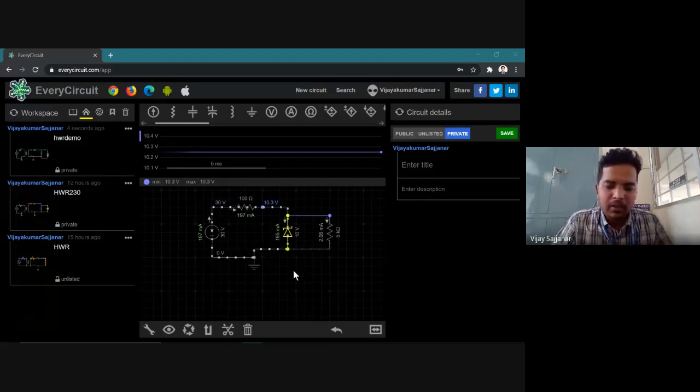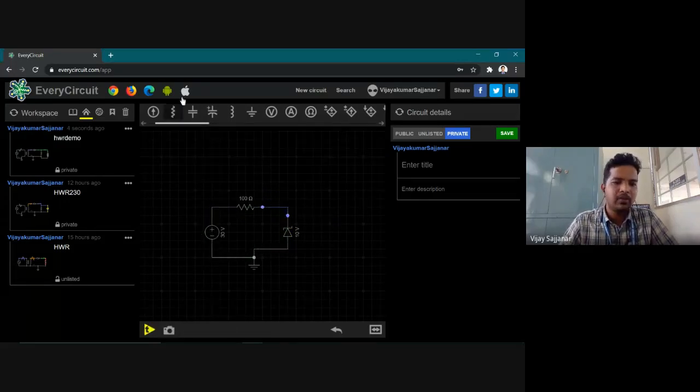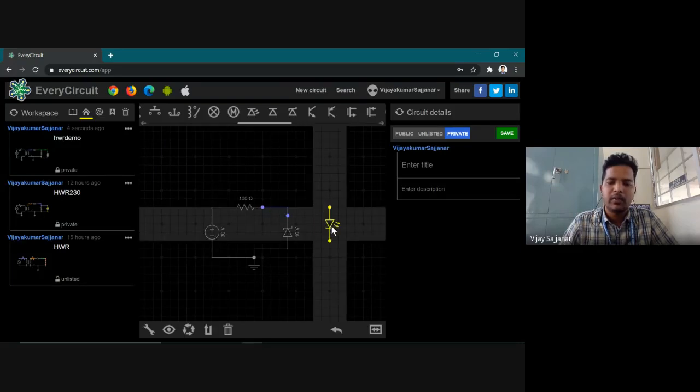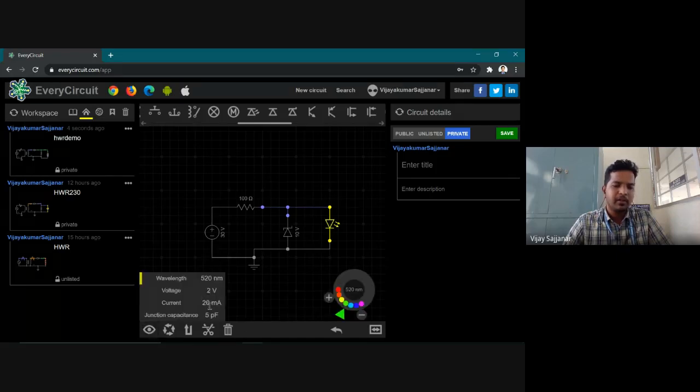Yes, good. No doubts. What we'll do, we'll replace this, maybe just for fun, with a glowing LED. The direction will be in this way because the LED will be operating in forward bias. Instead of a resistance, we are taking an LED. This will require very little voltage. If you see its parameter, it operates at 2 volts.